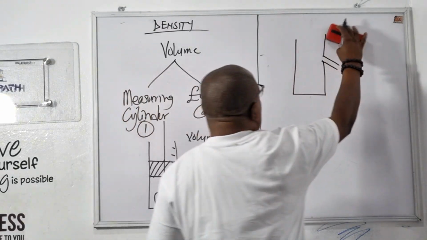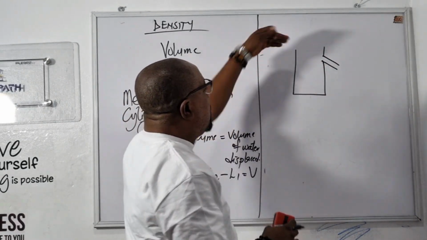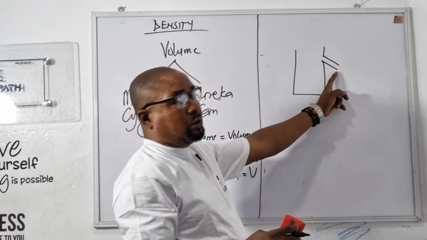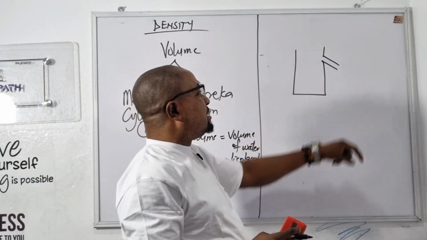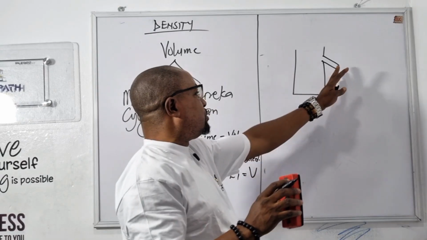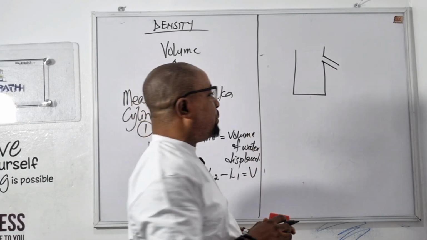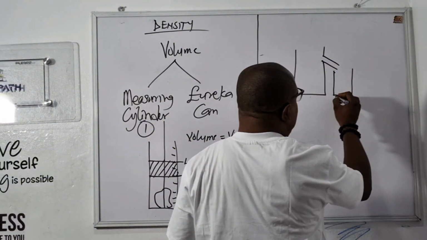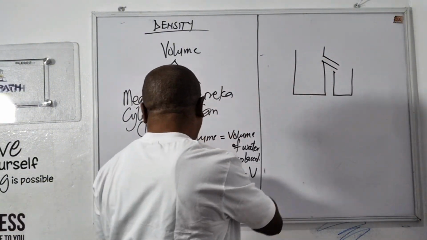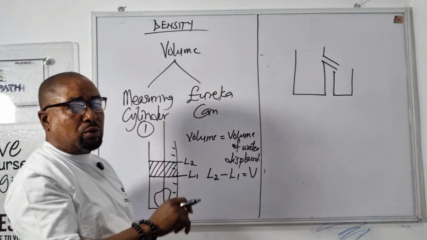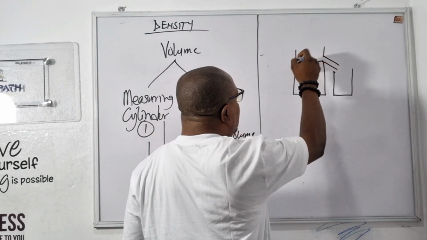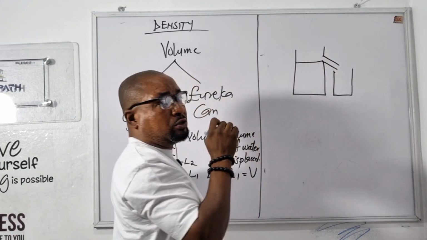So what do we do with the Eureka can? We pour water into it until it starts to gush out from the nozzle. Once it starts gushing out, we allow it until the water stops dropping. Once it stops dropping, we get a measuring beaker and put it under the nozzle. Now with our irregular solid tied to a rope, we lower it. Remember, our water level will be at the brim, close to the nozzle.